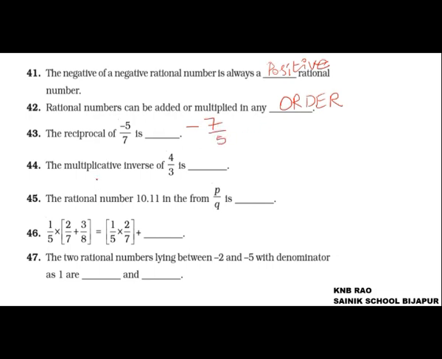7/5. The multiplicative inverse of 4/3. Multiplicative inverse of 4/3 is nothing but reciprocal only, 3/4.